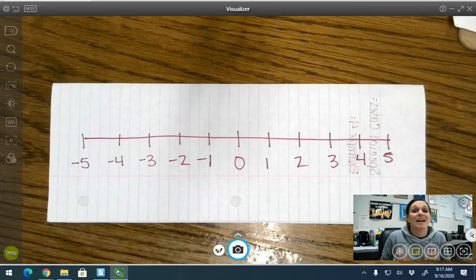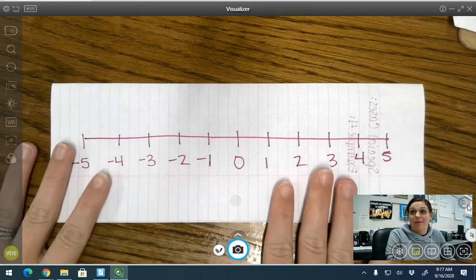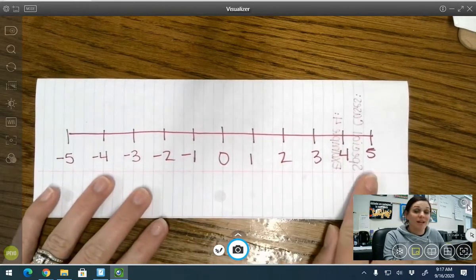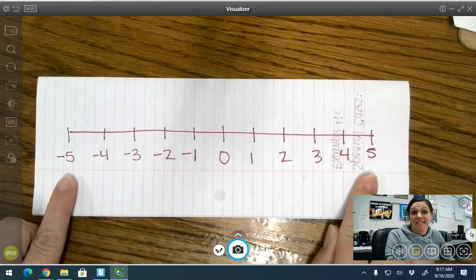Hey guys, I am so super excited for this lesson today because we are dealing with absolute value. Now, this is a concept that's first introduced in sixth grade in Ohio, and it's talking about a number line. So I have a number line here for you. We have some positives going to the right, and we have some negatives that are going to the left.